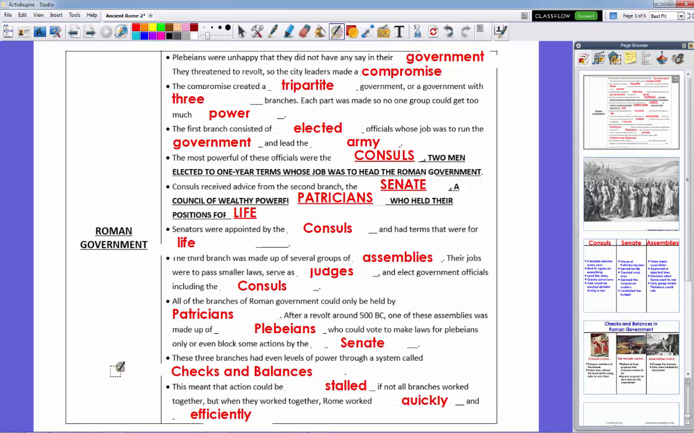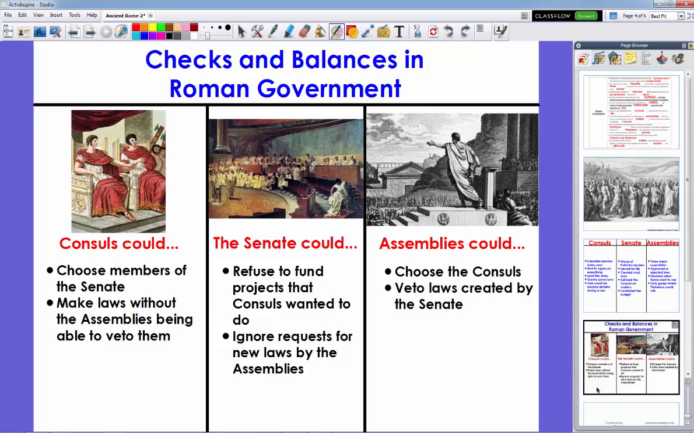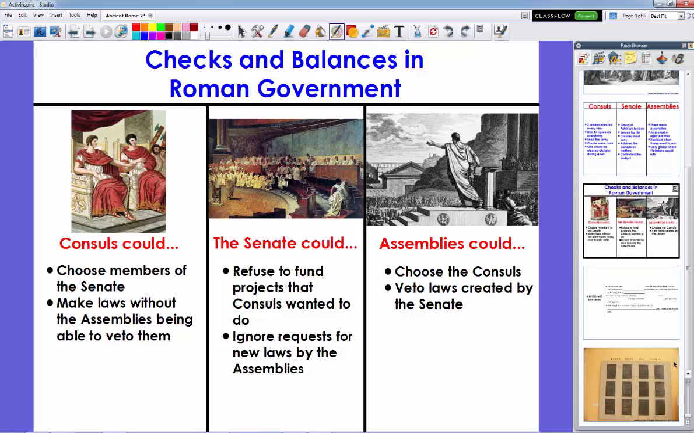So in some ways, the Roman government was made to where there would be gridlock, but the purpose of that was to make the three branches, the consuls, the Senate, and the assemblies, all work together. And the idea was if all three branches worked together, they were all working together for the good of Rome. And it tended to work pretty well for 500 years.